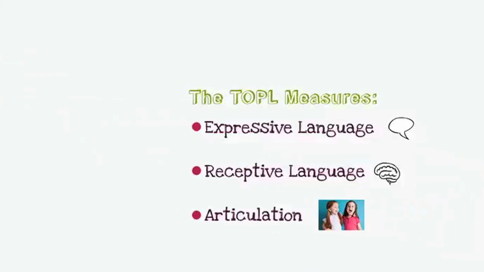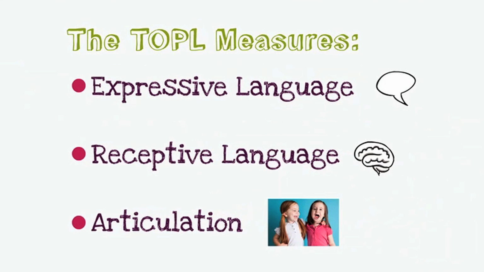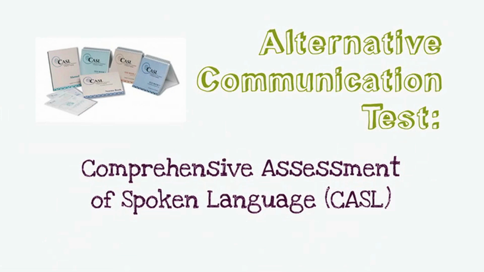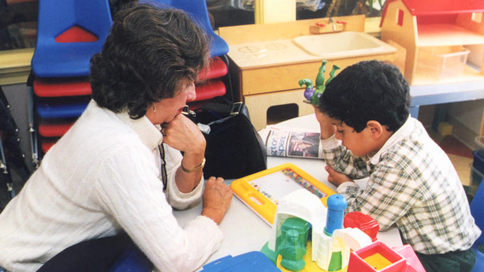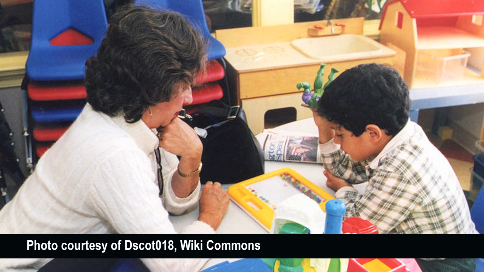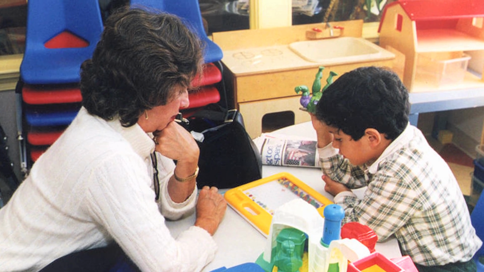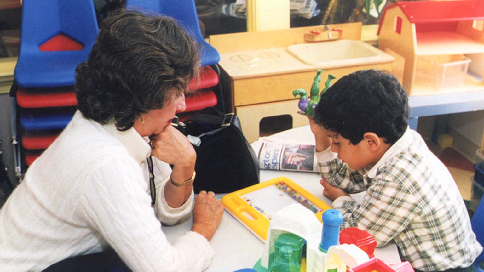This measures the child's expressive language, what he or she says, receptive language, what he or she understands, and articulation. An alternative to the TOEFL is the Comprehensive Assessment of Spoken Language, or CASEL. The CASEL doesn't require reading or writing and can be administered using verbal and/or nonverbal cues. Keep in mind that if your child's social skills are an issue, the district should also look at pragmatics, which is one's ability to interact with language.